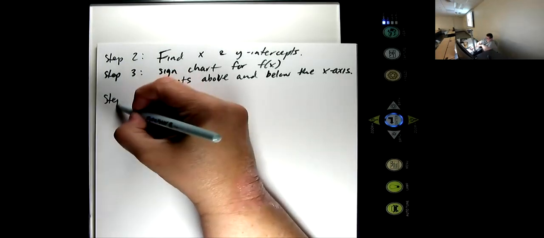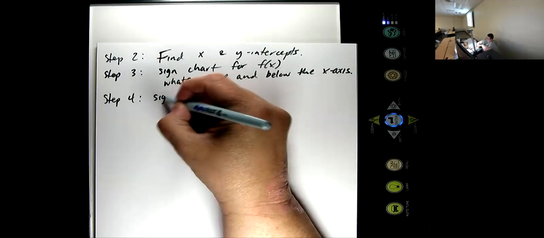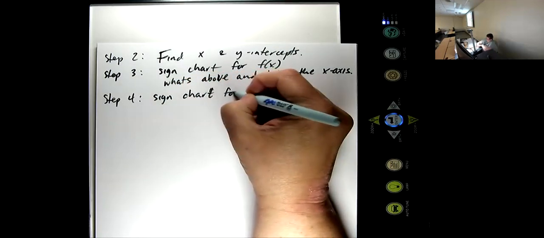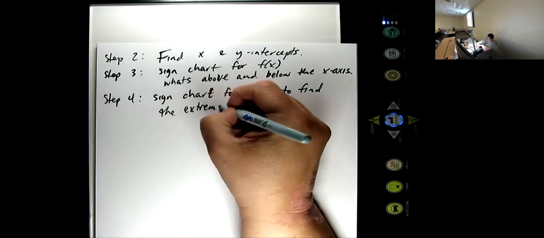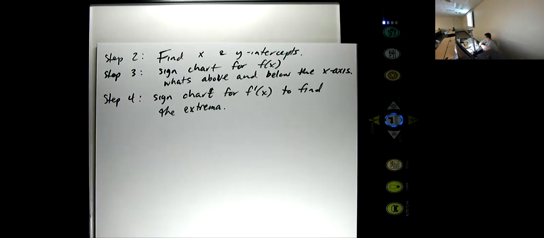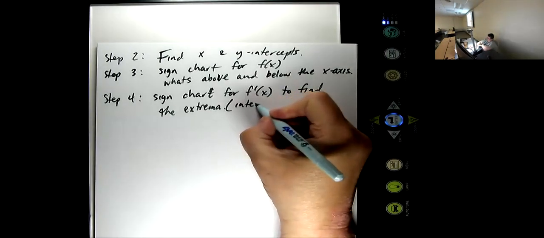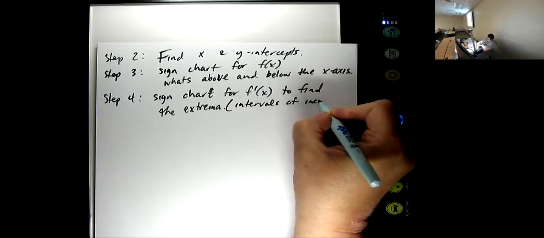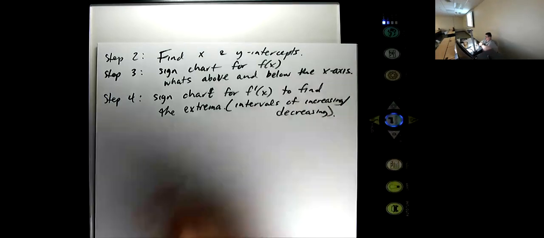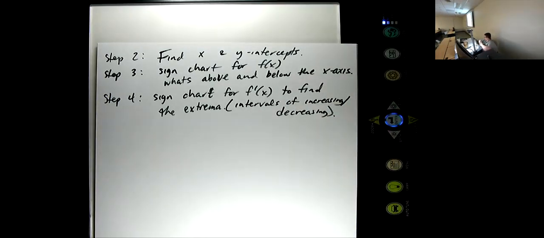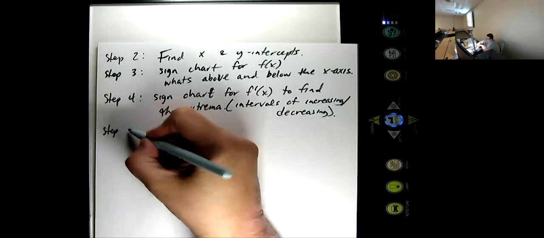Step four: now do a sign chart for f prime, to find the extrema and intervals of increasing and decreasing.